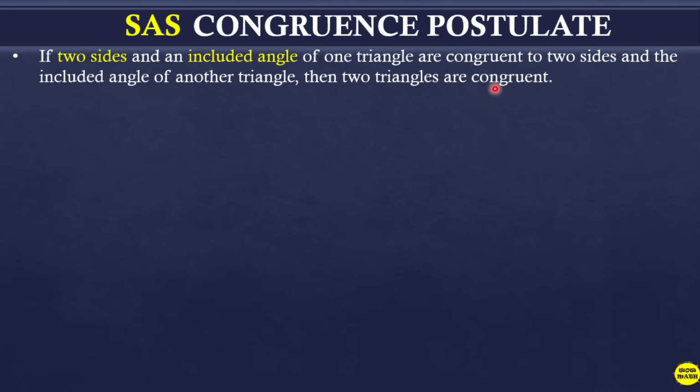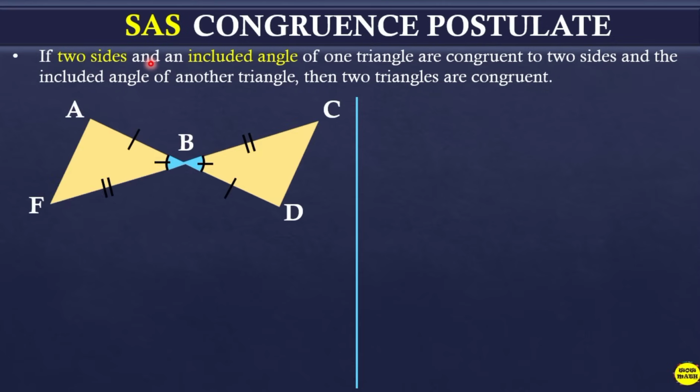So, for us to say that the two triangles are congruent, the two sides, ayon, and the included angle, so nasa gitna yan kasi included, must be congruent. Okay? So, let's have an example. So, I have here a given figure. So, let's find first the corresponding parts of these two congruent triangles. So, ano ba yung mga corresponding parts nito? Dapat marunong tayo mag-identify ng corresponding parts.